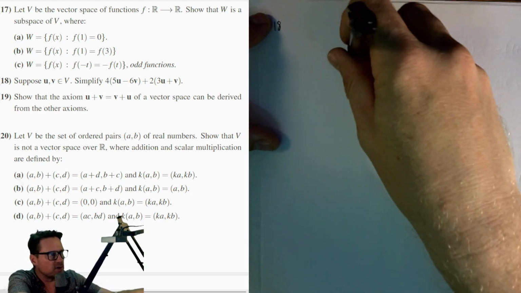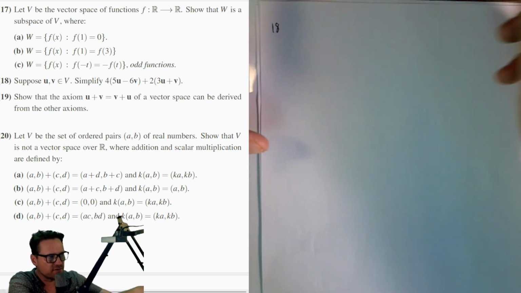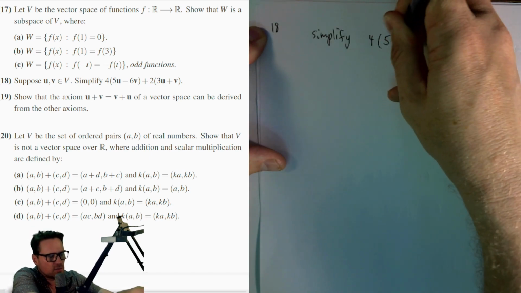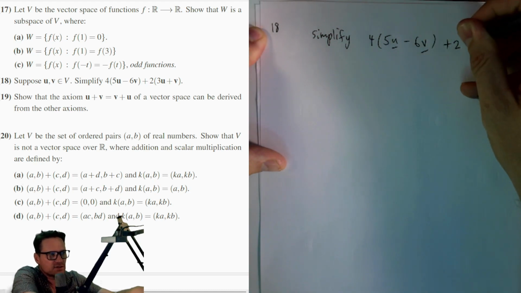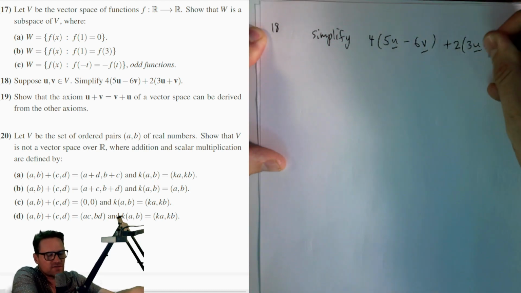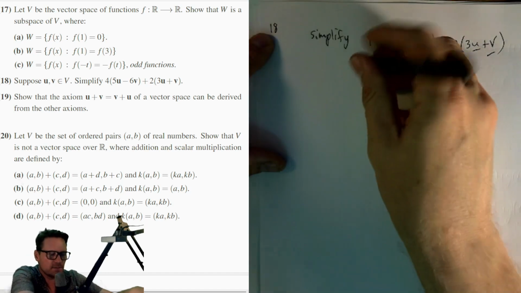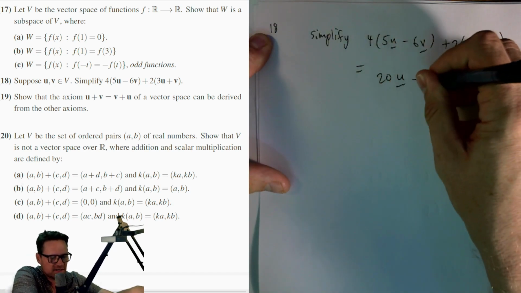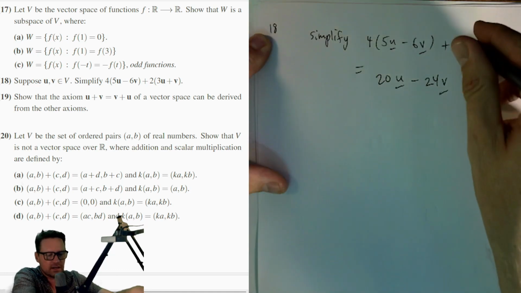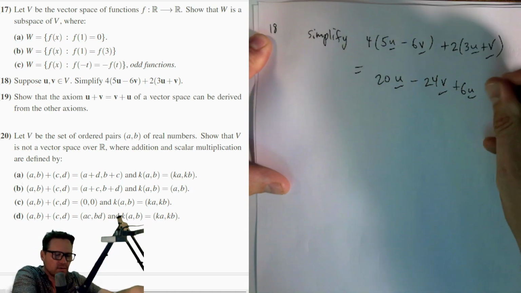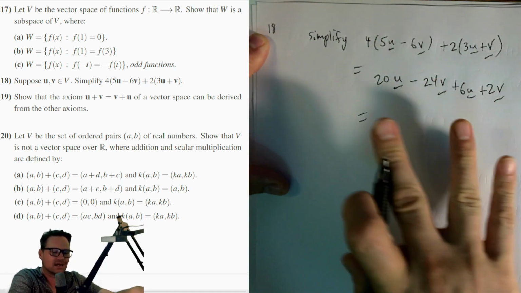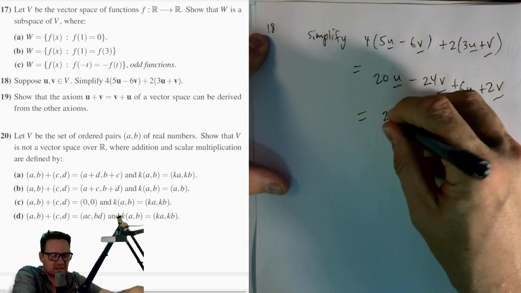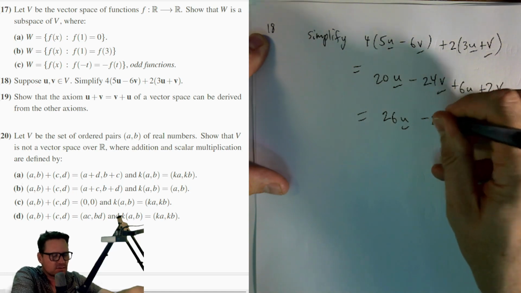Question 18. Suppose u and v are elements of a vector space. Simplify 4 times (5u minus 6v) plus 2 times (3u plus v). Now this one is incredibly easy. So let's expand. So we have 20u minus 24v. And then over here we have 6u plus 2v. Okay, collecting like terms, this is 20 plus 6, 26u minus 22v.